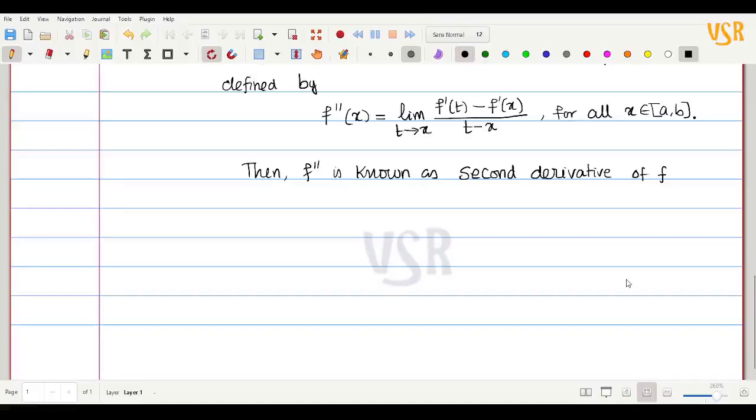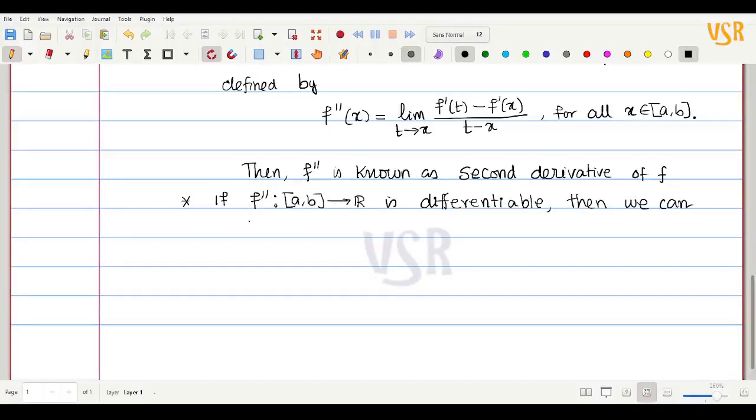So what would the next assumption be? If f double dash, a function from the closed interval [a, b] to R, is differentiable, then we can define a new function.